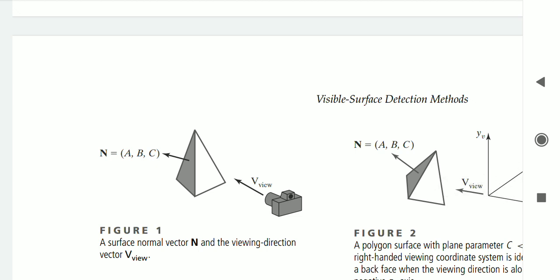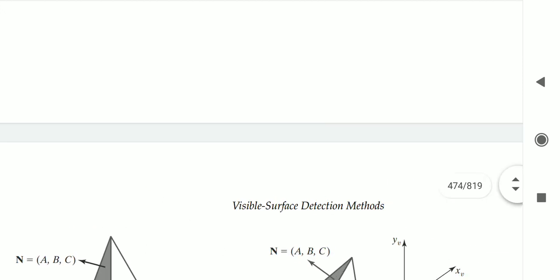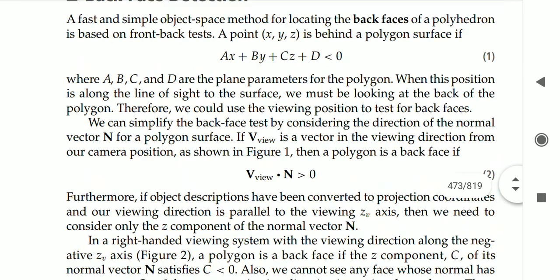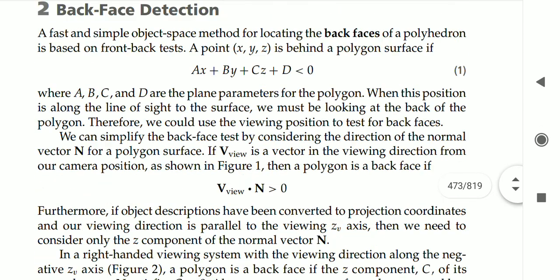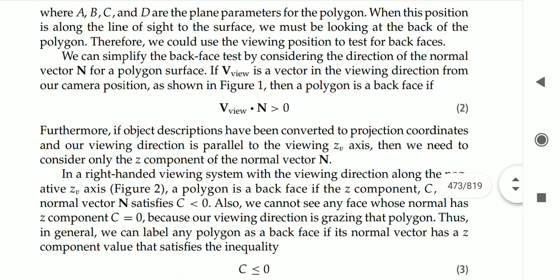Figure 1 is showing a surface normal vector N and the view vector V. By taking the dot product of these two vectors, you can identify whether the surface is front side or back side. So as per equation number 1, if it is less than 0, that is back side. If it is greater than 0, that is front side. The same logic with dot product is given.